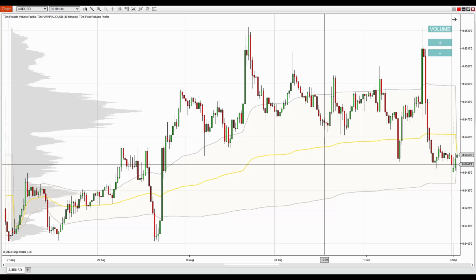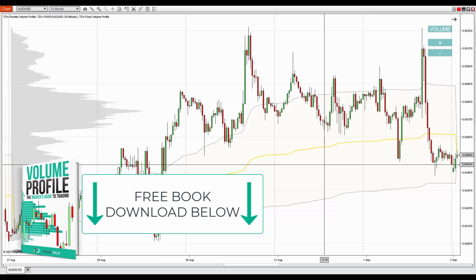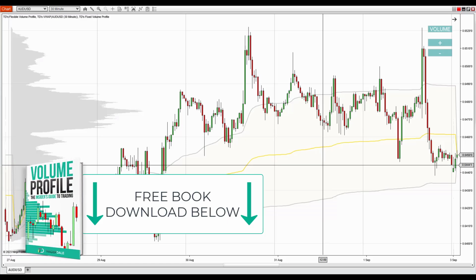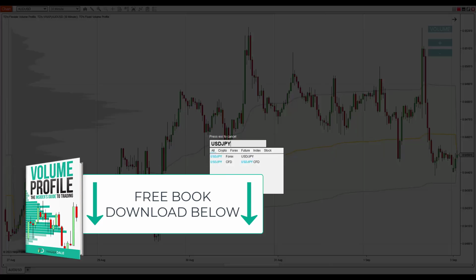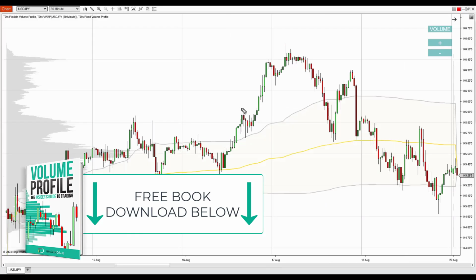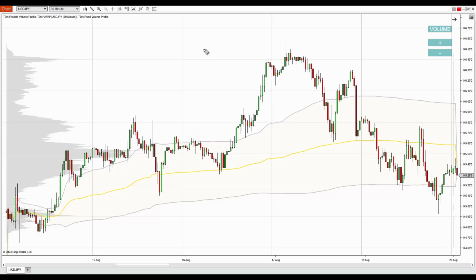What I prefer is combining it with, for example, volume profile or price action or order flow, and I'll show you how to do that in a couple of examples. So let me switch to another chart. It will be the US dollar Japanese yen. So this is the US dollar Japanese yen. Again, the same setting, 30-minute time frame.